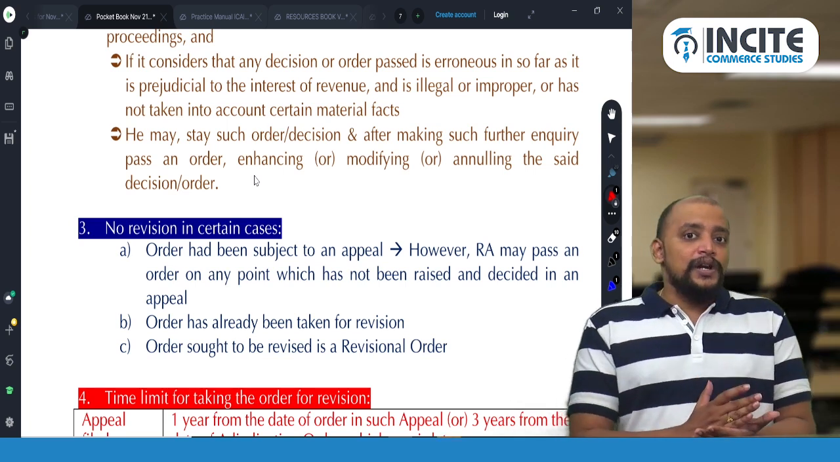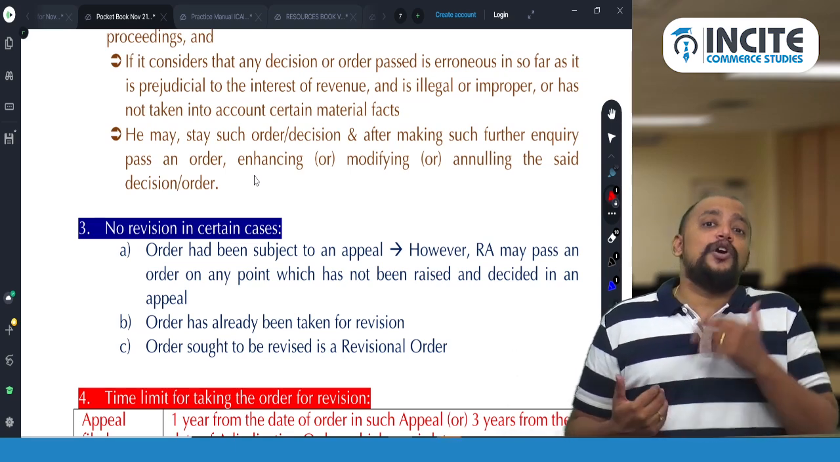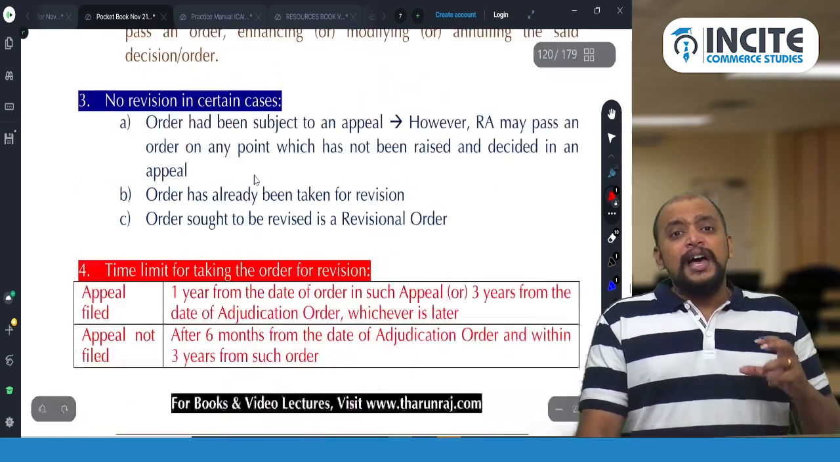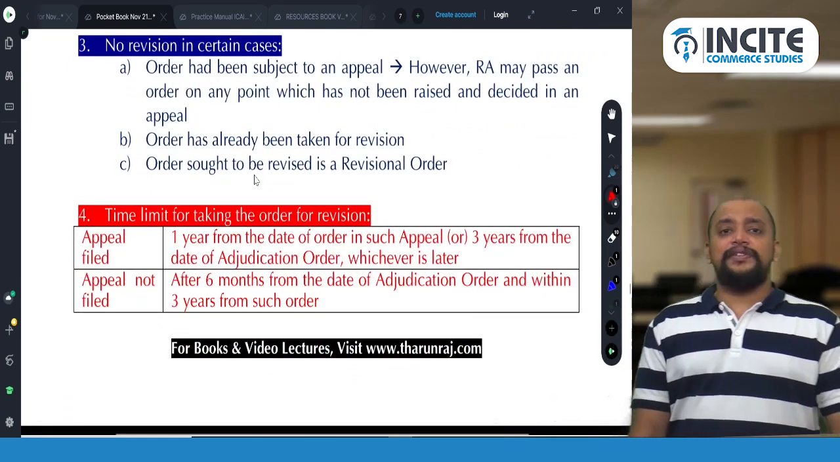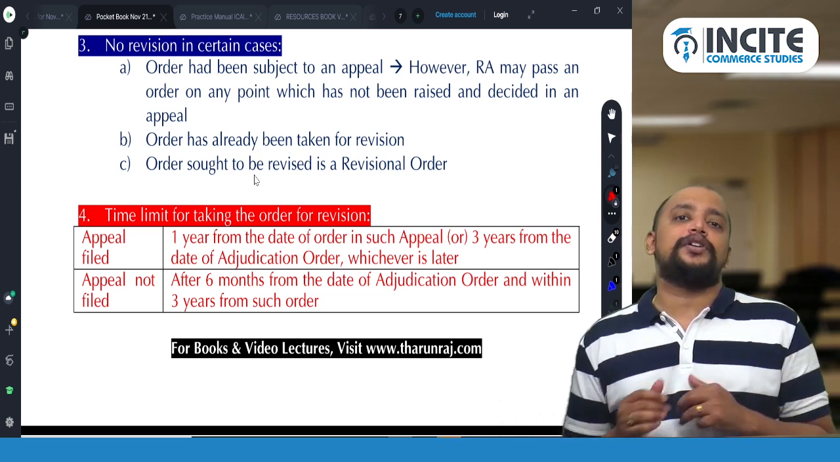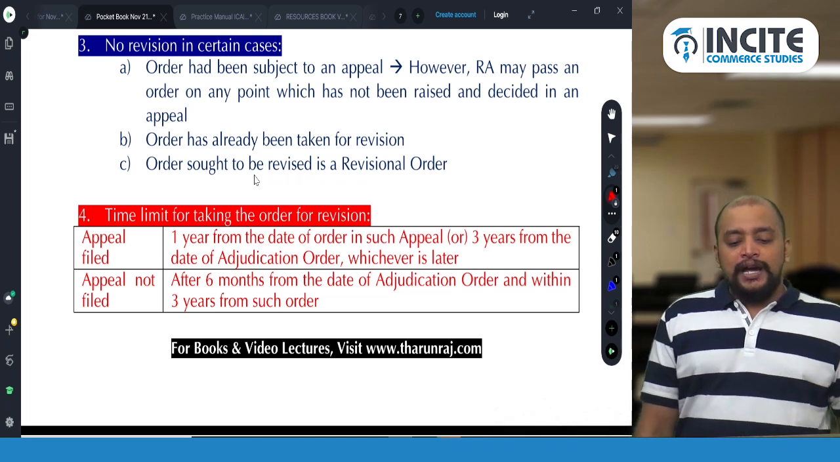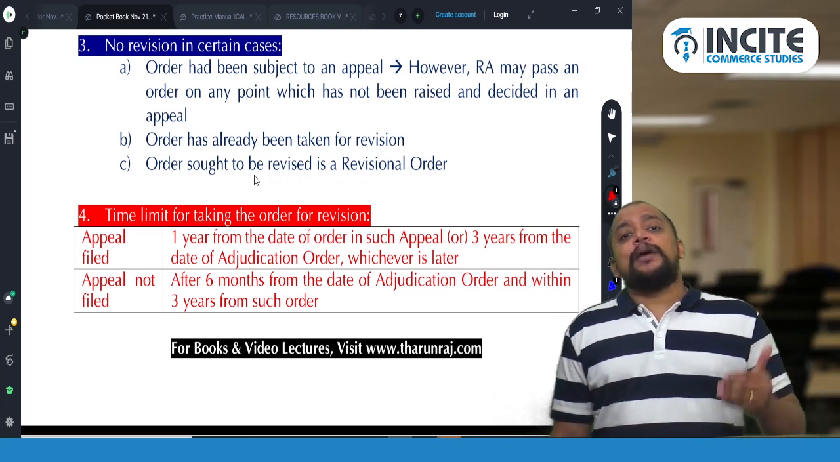So recovery will be halted because they need to either modify, annul or enhance due to that reason. And there are certain cases where revision is not possible. Again, this can be asked as a short note question, a very important short note question, that is, in case the order is subject to an appeal.